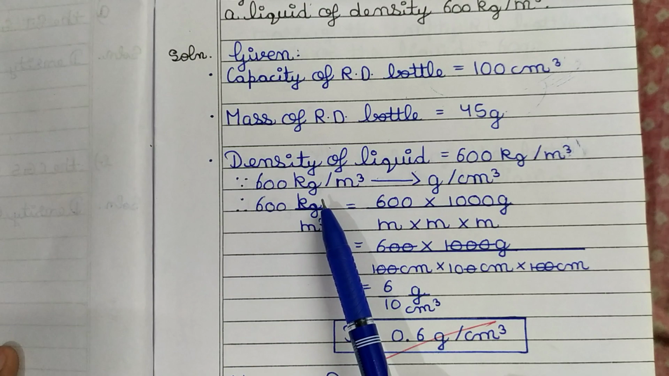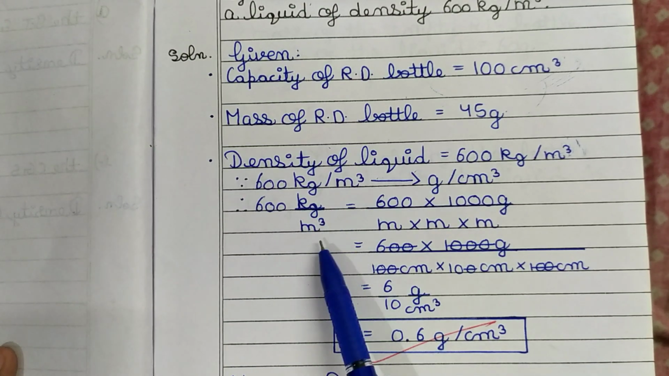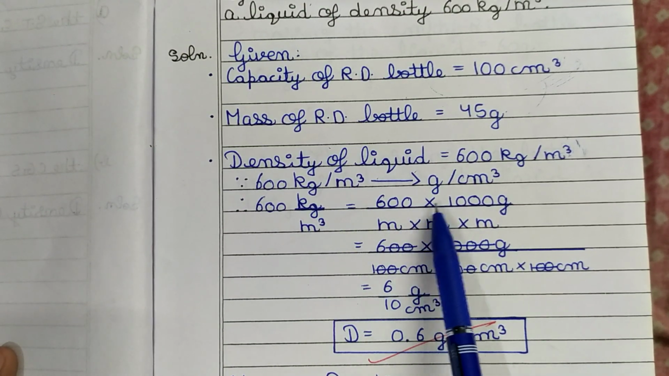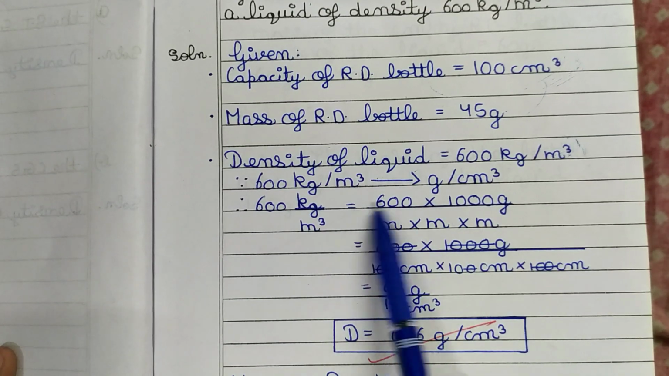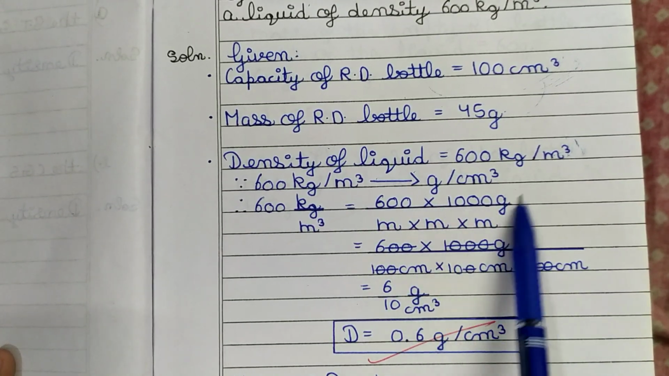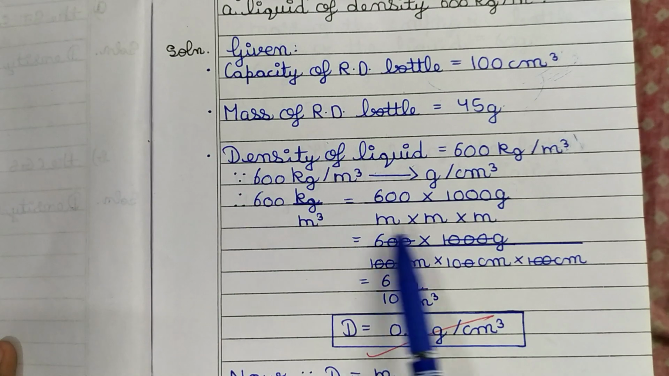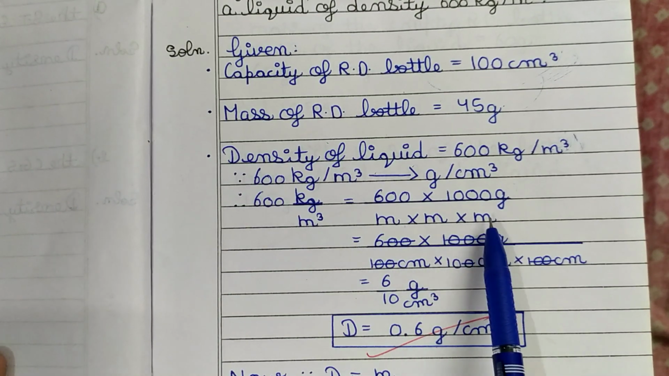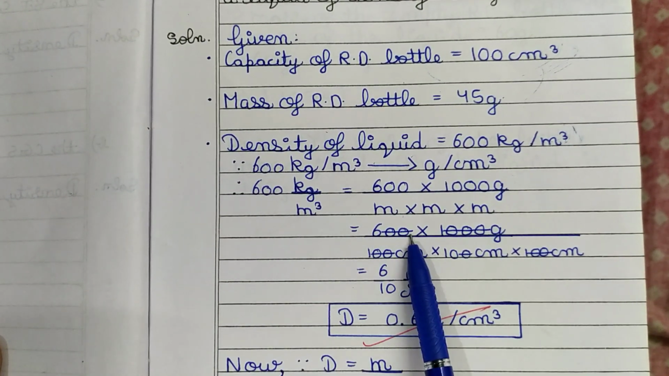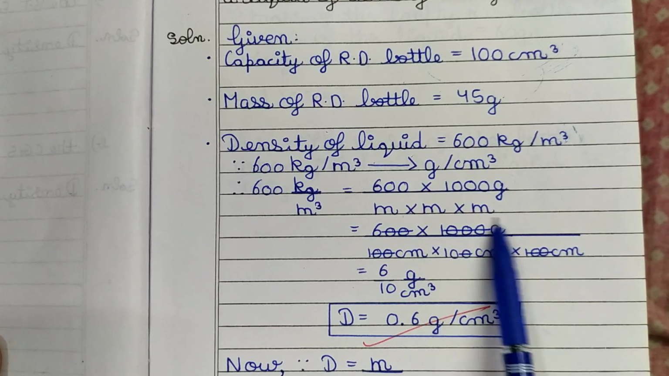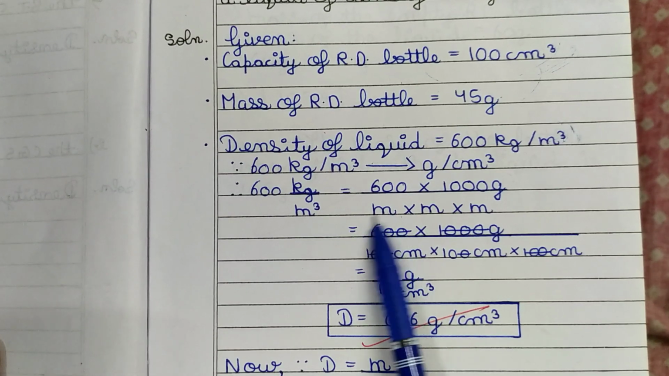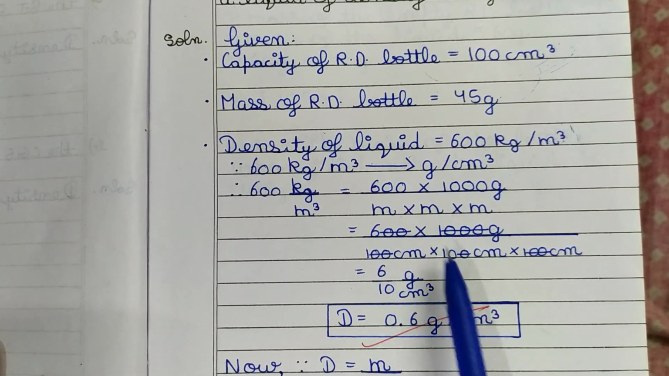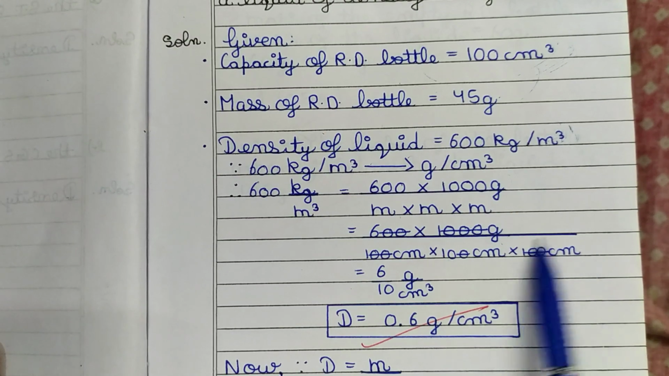Now can I write 600 can be written as 600 kg upon cubic meter. Now you know 1 kg has how many grams? So at the place of kg we can write 600 into 1000 gram, and cubic meter can be written as meter into meter into meter. Fine. Now 600 into 1000 gram, and you know 1 meter is equals to 100 centimeter. So this 1 meter is equals to 100 centimeter, this 1 meter into 100, this 1 meter 100 centimeter.